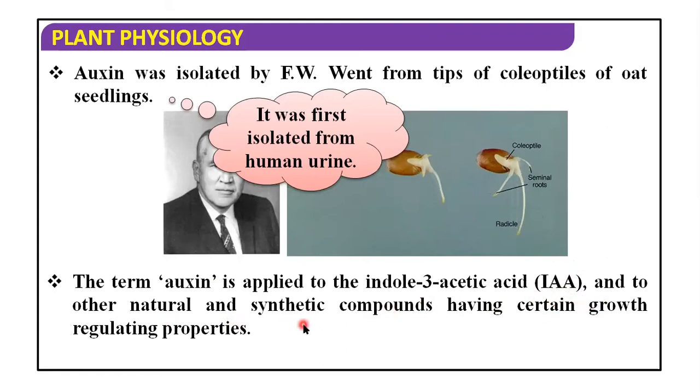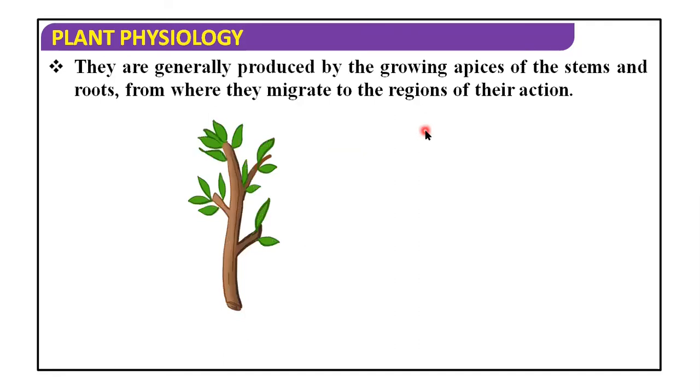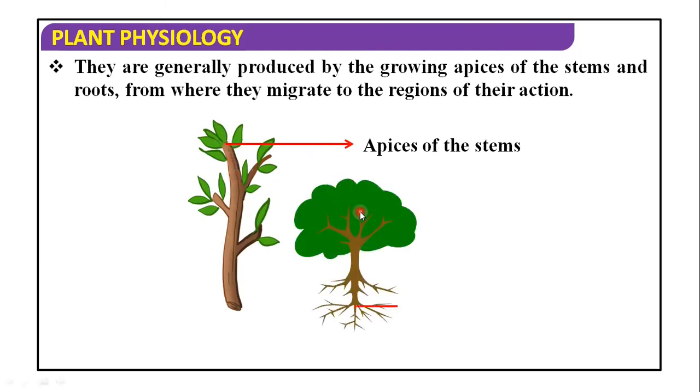And another natural and synthetic compound having certain growth regulating properties. They are generally produced by growing apices of the stem and roots, from where they migrate to the region of their action. So this is the apices of the stem and this is the apices of the roots. So the growth can happen from this towards this.